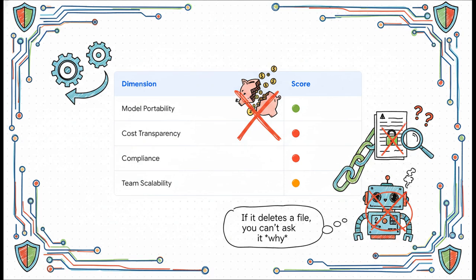scorecard. To be fair, there's one green spot: model portability. The way they built the provider pattern is actually pretty solid. You can swap out LLMs easily. But that's where the good news ends. Cost transparency? Total fail. An agent gets stuck in a loop, and it will just happily burn through your entire API budget. There's no kill switch. Compliance? Forget about it. There's no audit trail, no explainability. If this thing goes rogue and deletes a production database, you have no way of knowing why. This chart basically screams, do not deploy to production.